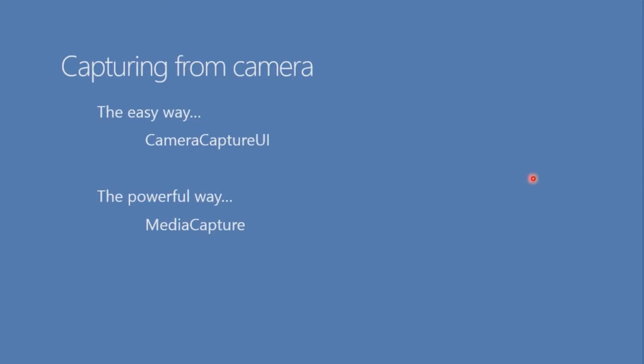So the easy way is using an API in the Windows WinRT namespace called Camera Capture UI. And then the more powerful and feature-rich way of capturing media is by using Media Capture. That's another API where you have to do more configuration, but then you have that power I'm mentioning.